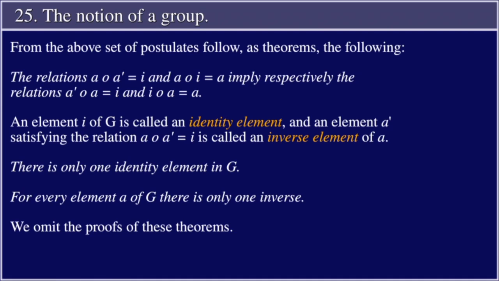The relations A times A prime equal to I and A times I equal to A imply respectively the relations A prime times A is equal to I and I times A is equal to A. An element I of G is called an identity element, and an element A prime satisfying the relation A times A prime is equal to I is called an inverse element of A. For there is only one identity element in G. For every element A of G, there is only one inverse. We omit the proofs of these theorems.